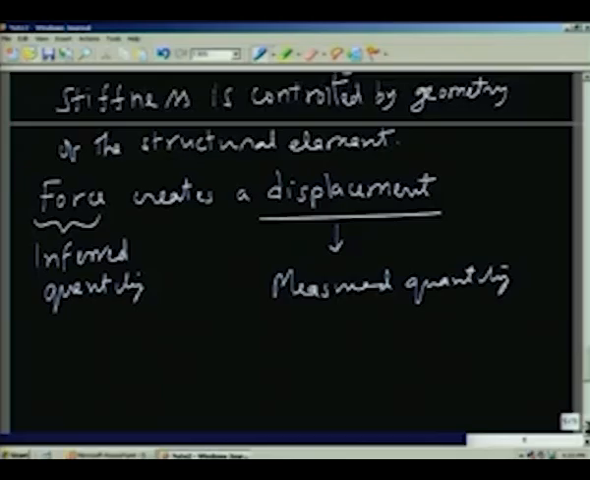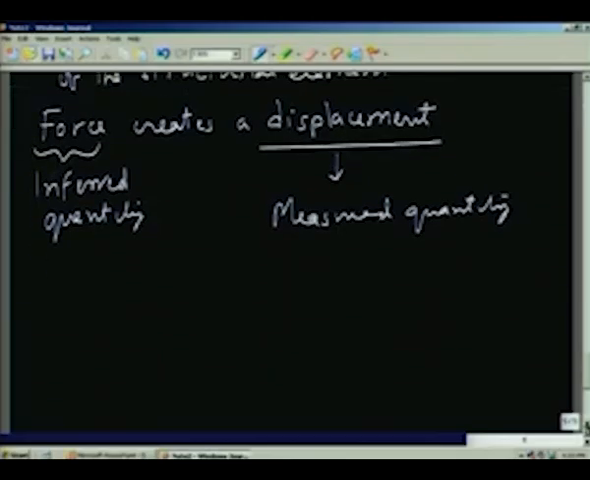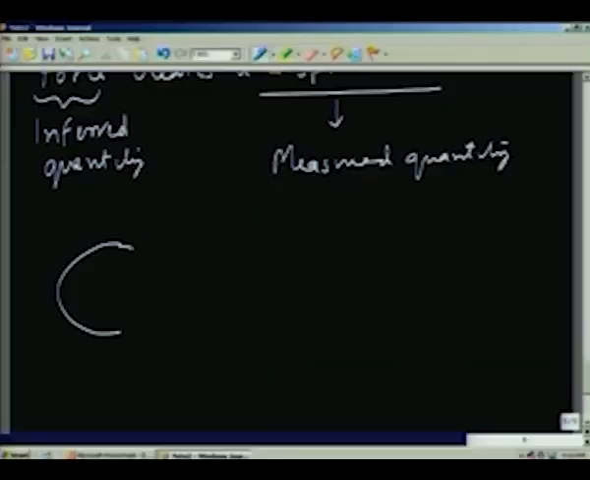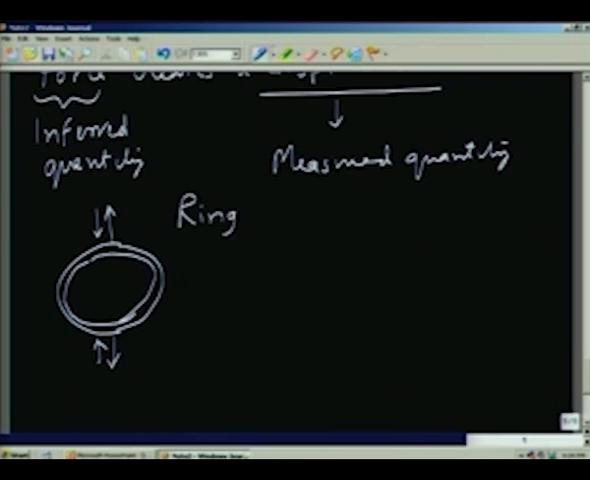Let us look at one last element. It is in the form of a ring of material, and you can apply the force either in this fashion or in this fashion. You can either compress or extend it. So, it is in the form of a ring under compression or tension.